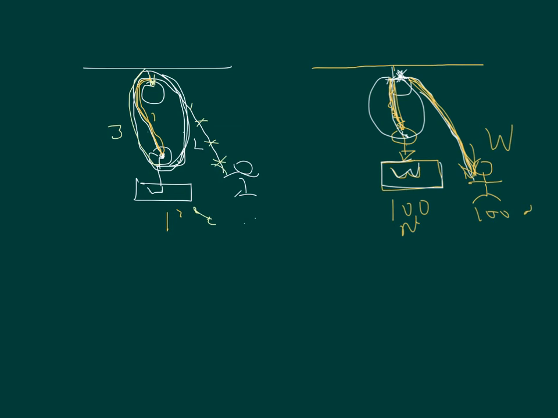So what load do we have to pull with? What force do we pull with? We would pull then with 1/3 of the weight, because there are 1, 2, 3 ropes supporting the weight.